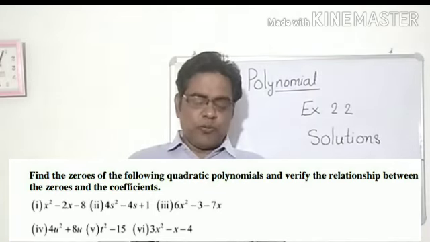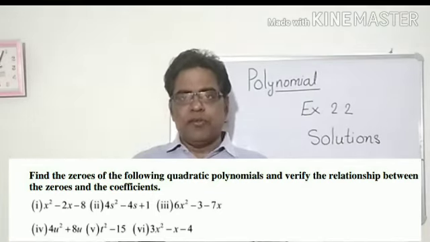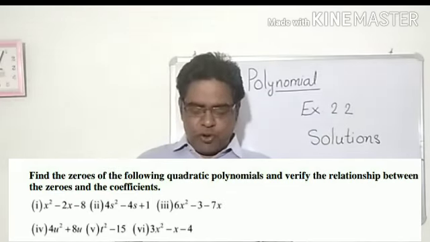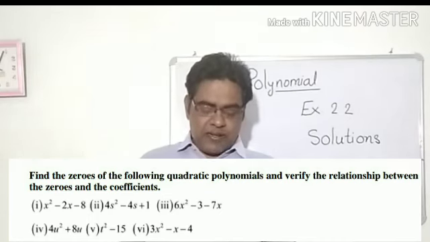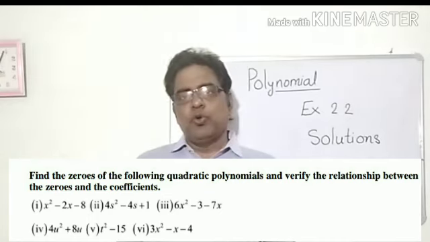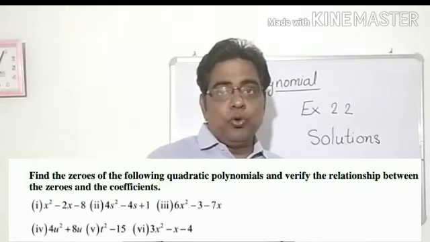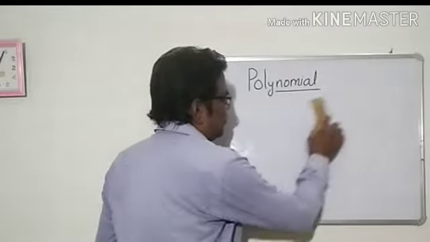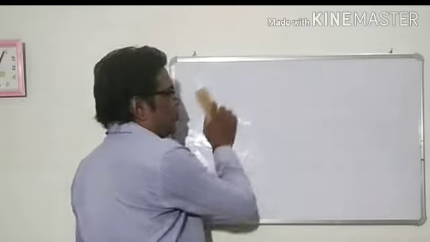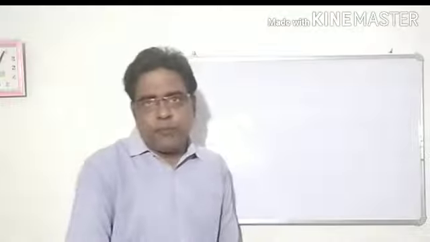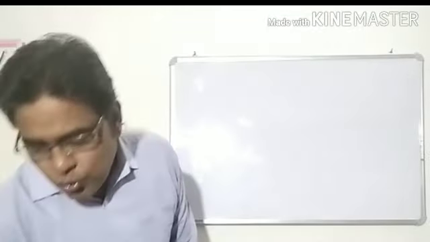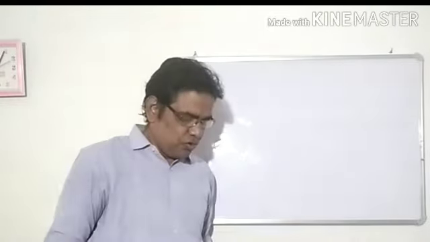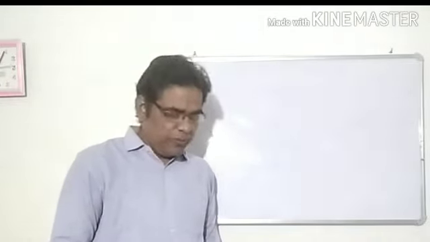Find the zeros of the following quadratic polynomials and verify the relationship between the zeros and the coefficient. So it is asking you to do two things. What are the two things? First, it is asking you to find the zero of the polynomial. You have to see it very carefully. One question is there every year in your board exam. So hopefully this year also the same pattern will be repeated.